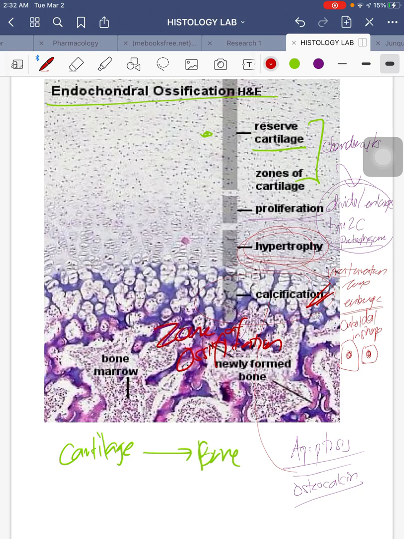Do your homework and differentiate the difference between osteoblast and osteoclast. And how do you identify if it is an osteoclast?